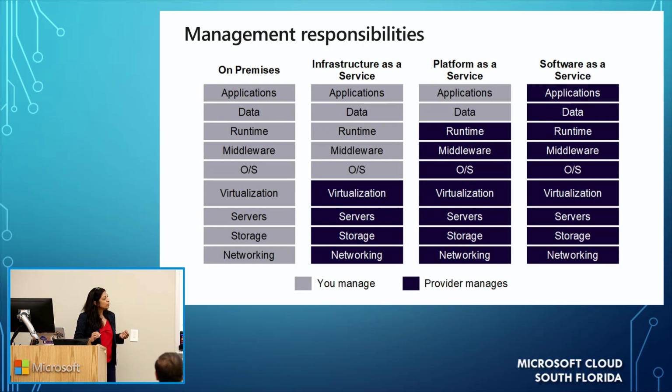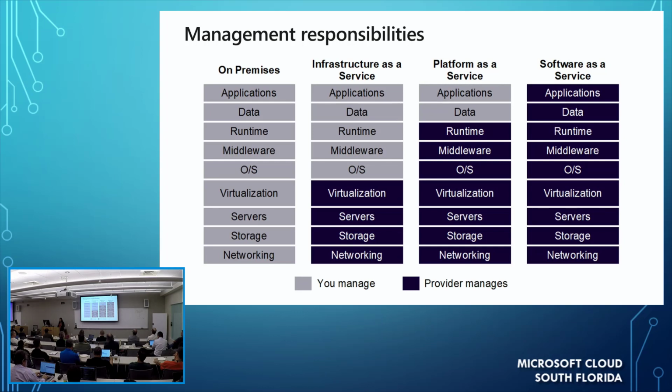And here's an interesting chart of what the responsibilities are. So on-premise, you are responsible for application data, runtime, middleware, OS, virtualization, servers, everything, right? In an IaaS, infrastructure as a service, you are still responsible for application data, runtime, middleware, and OS, but you're not worried about the virtualization, servers, storage, networking. In platform as a service, as I mentioned before, you still have to be responsible for your application and your data, and everything else is taken care of by the vendor. And software as a service, you are not responsible for any of that. You're just a consumer.